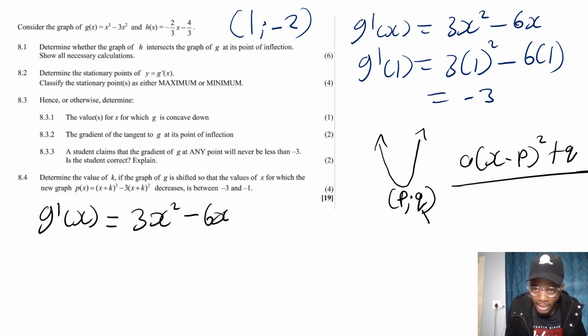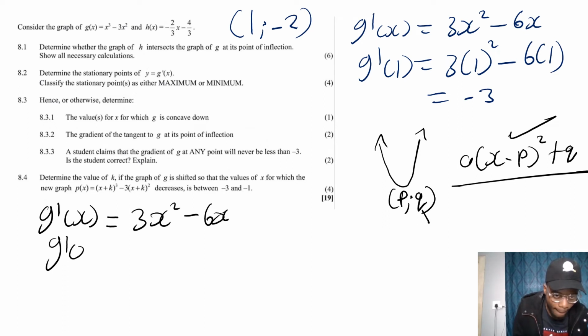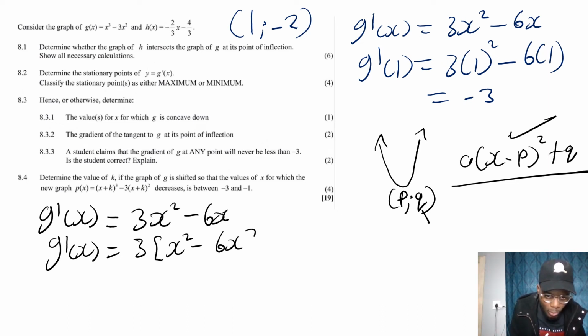If q is negative 3, then this student is correct. If we don't get that negative 3, then the student is wrong. Let's prove it. We need to write it in this fashion. So let's go. You can take out your common factor, which is 3, because we need to do completing the square here.